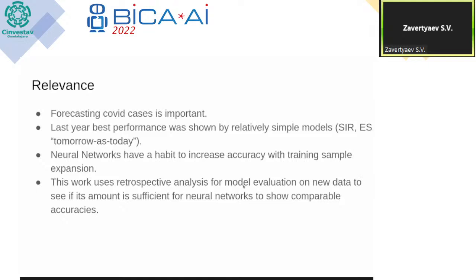Neural networks showed quite bad accuracy last year because of a lack of training samples. So the current work uses retrospective evaluation on new data to see if anything changed during the last year, and whether on Russian data, neural networks can, with the current amount of data, show accuracy comparable with such simple models, which were the best last year.